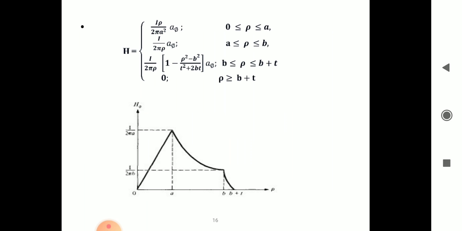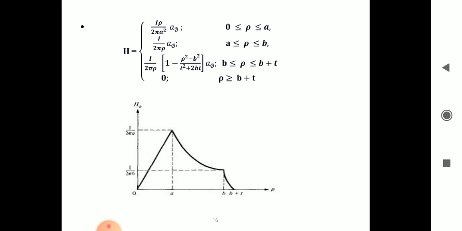By seeing the observations, up to a it goes linearly. From a to b, it decreases because it is inversely proportional to rho. From b to b plus t, it further decreases. Beyond b plus t, it becomes 0. These are the observations from this graph.